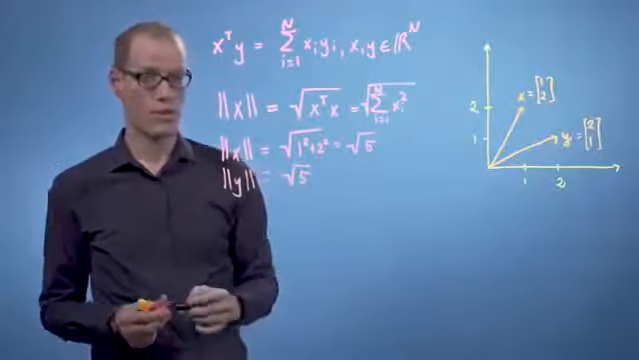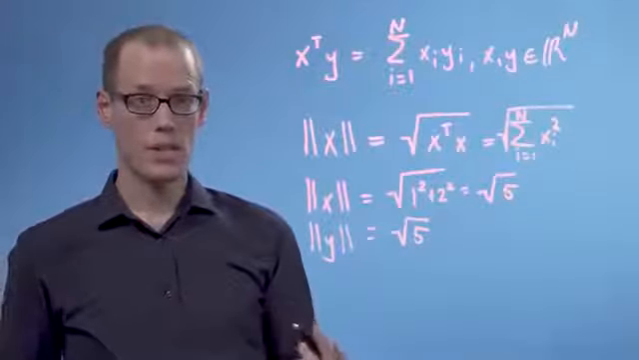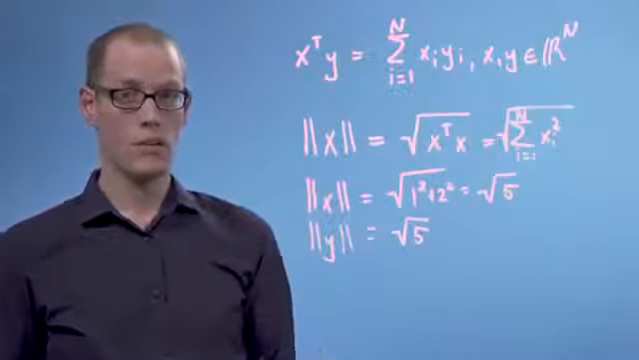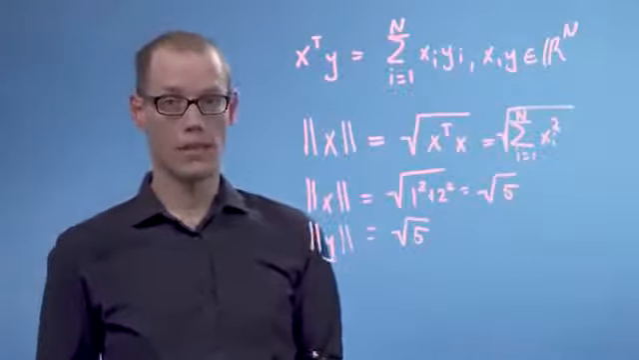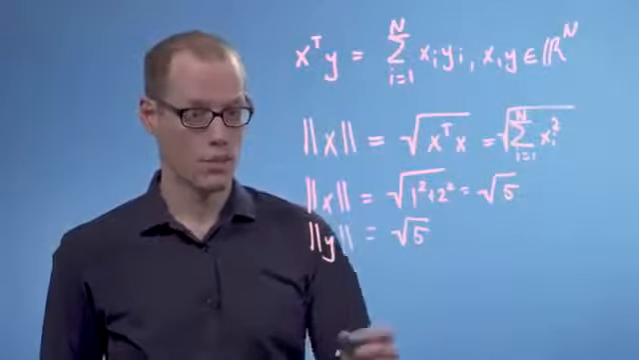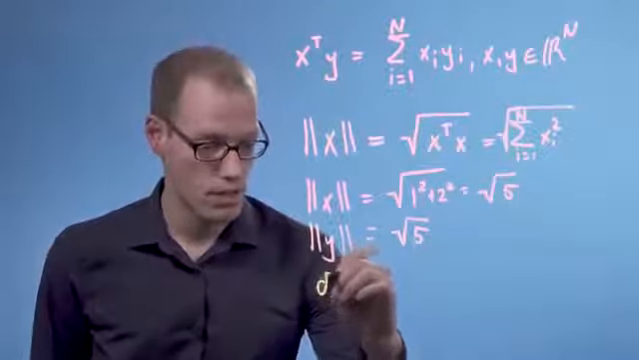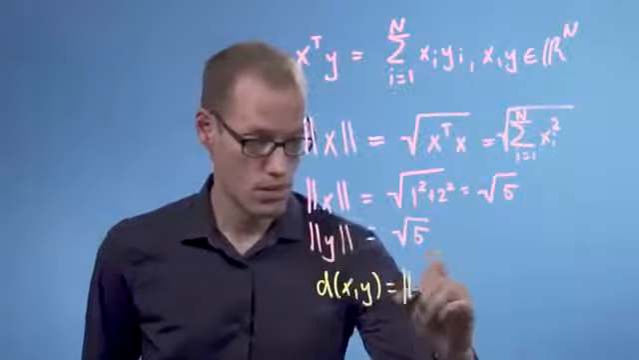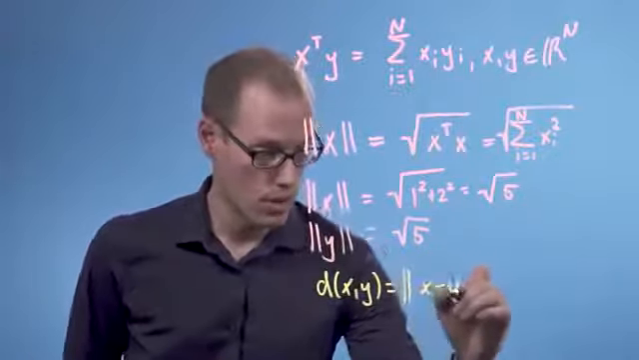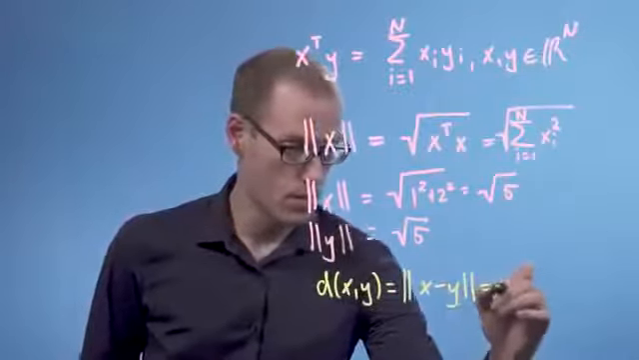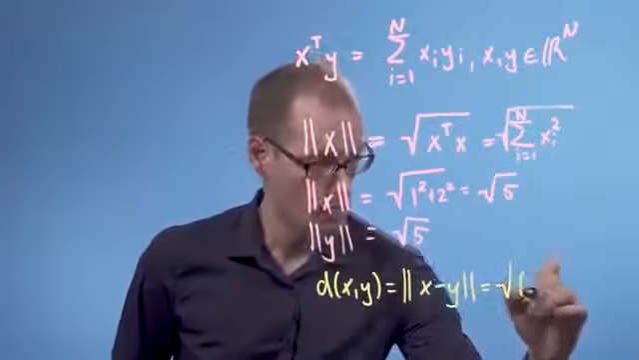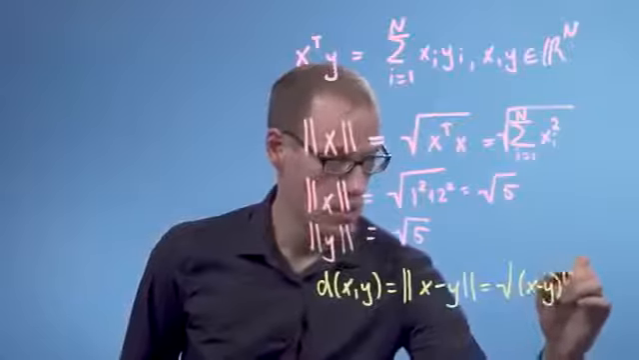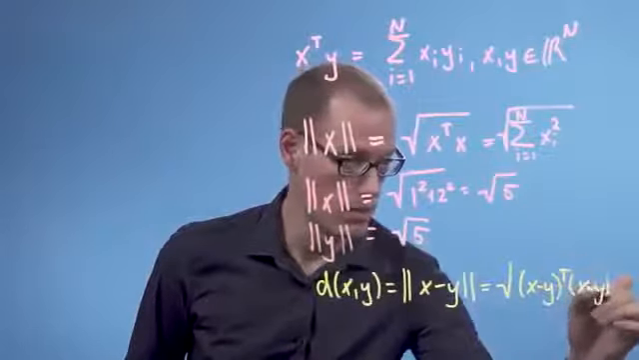If we're interested in the distance between two vectors x and y, we simply compute the length of the difference vector. So we generally define the distance between x and y to be the length or the norm of x minus y, which is the square root of (x minus y) transpose times (x minus y).